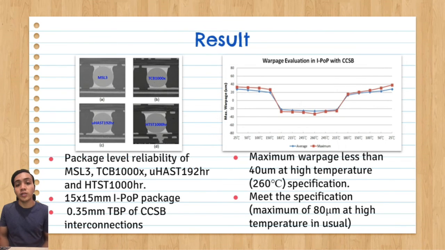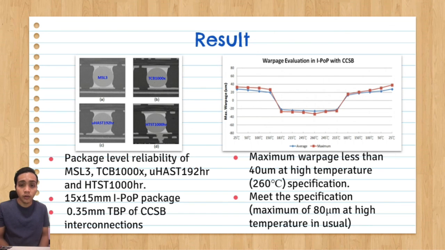Then let's move on to the results of this type of packaging. The left figure illustrates the package level reliability result of three different types of CCB interconnection, which means copper core solder ball. This figure clearly shows that there is no interconnection damage in this cross-sectional view, for a 15 x 15 mm iPoP package with 0.35 mm TBP.